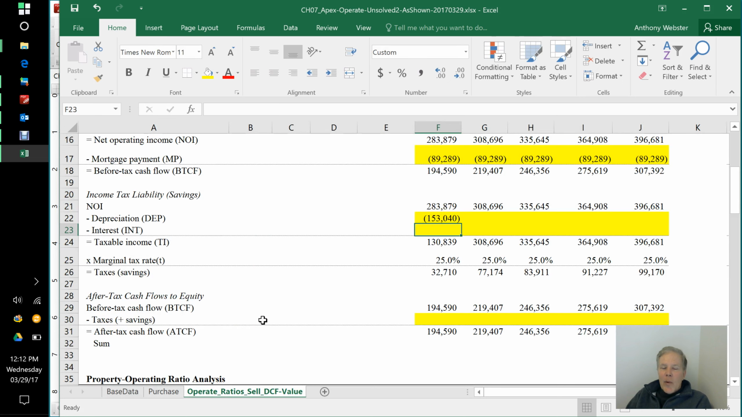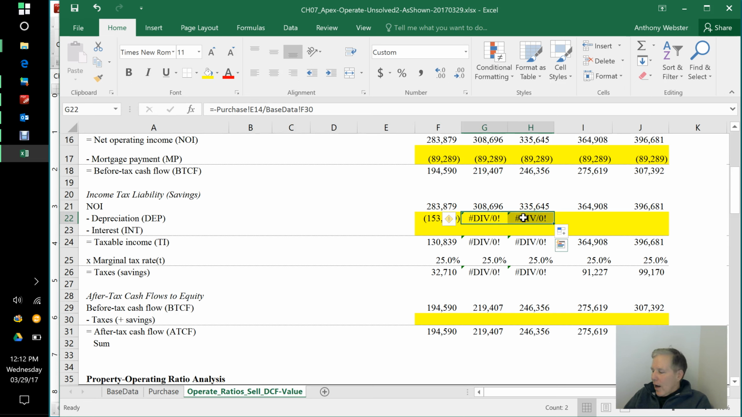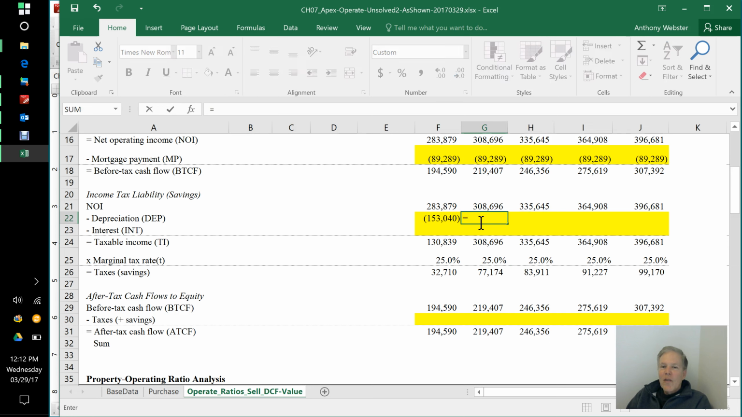Okay, and blammo, I've got that. And now, if I just drag this along, it's going to be horrible, right? Because I haven't locked any of this down. So I could lock it down, and that would be great, and then just drag it over. But once again, because I know this is constant, that's what straight line depreciation means. The depreciation expense in every year is constant.